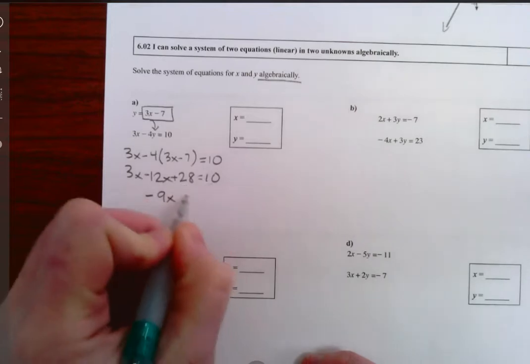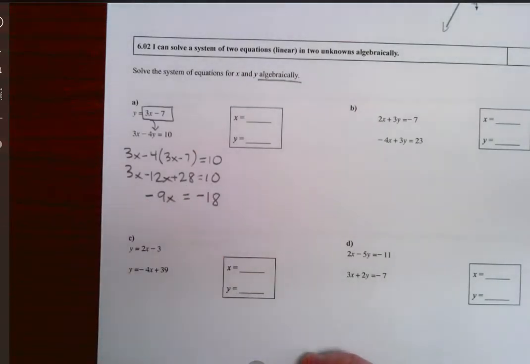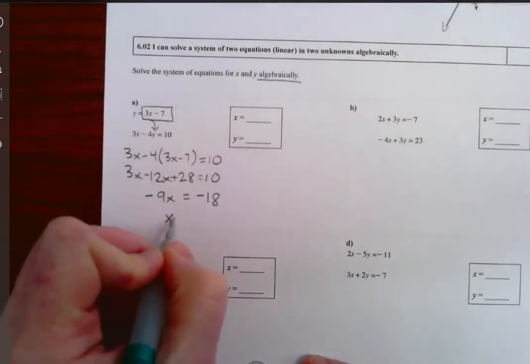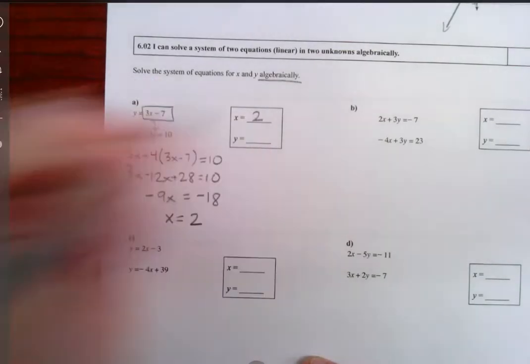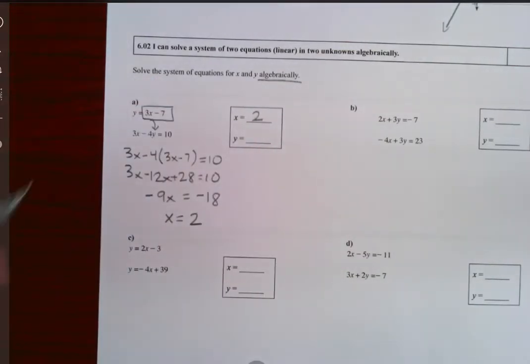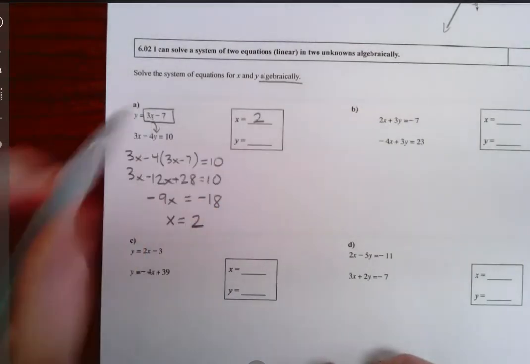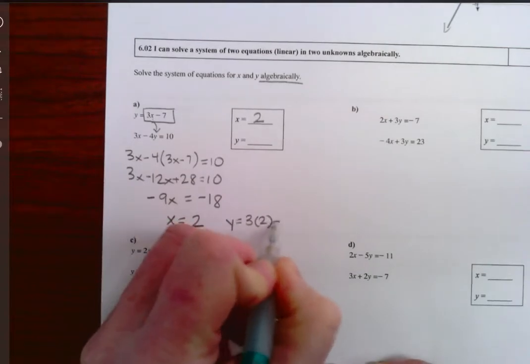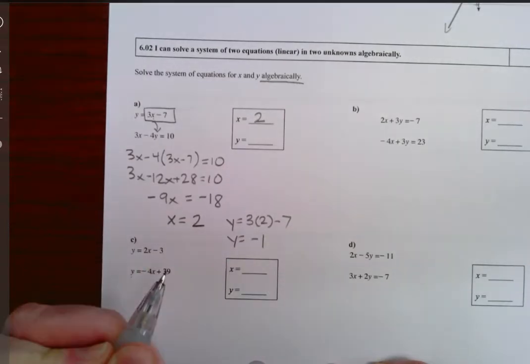I subtract 28 from both sides, I get negative 18. I'm skipping some steps here because I think we're at a point where we can solve single variable equations quite quickly. So x is 2. So how do we find y? Well, we're going to substitute 2 in for x. So my y is 3 times 2 minus 7. So I have 6 minus 7 is negative 1.